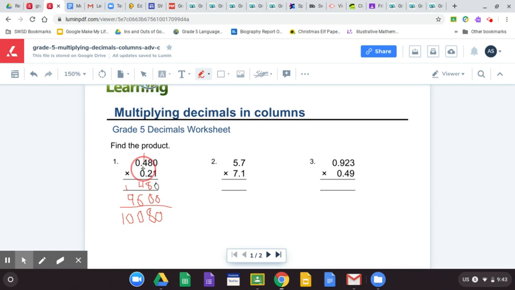In both factors, I have 1, 2, 3, 4, 5. So in both factors together, I have 5 decimal places, which means I need to have 5 numbers after the decimal point. So this is 1 number, this is 2, this is 3, this is 4, and this is 5. So my decimal point would go right here. That's how I would do that second page.